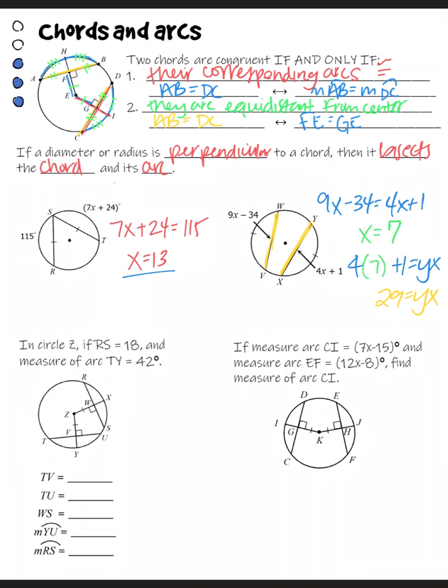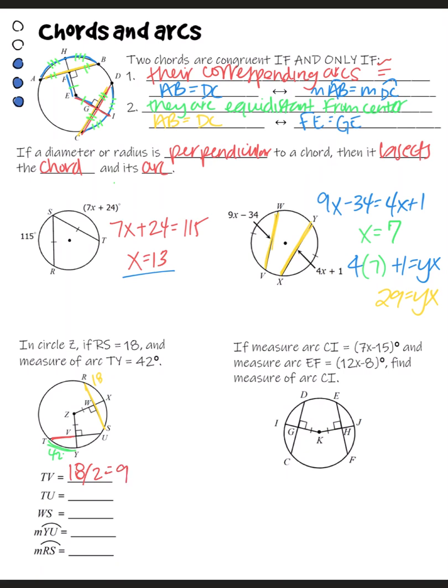All right. In circle Z, if RS is 18 and the measure of arc TY is 42. So RS is 18 and our arc TY is 42 degrees. Let's find all these other measures. All right, TV is this one right here. Let's see, if RS is 18 and all of this stuff in here is true, then TU is 18. So in order to find TV, I'm going to take 18 divided by 2, and that is 9.